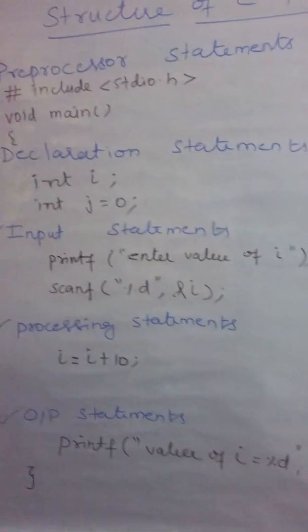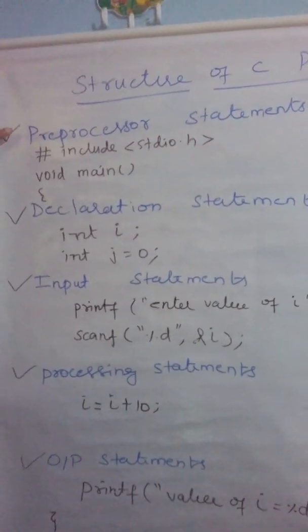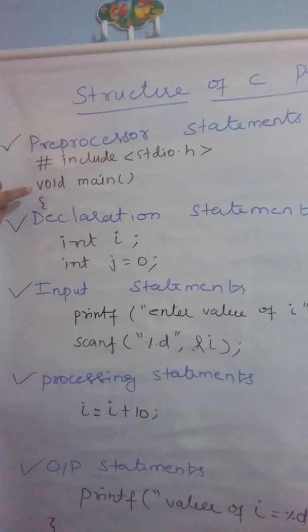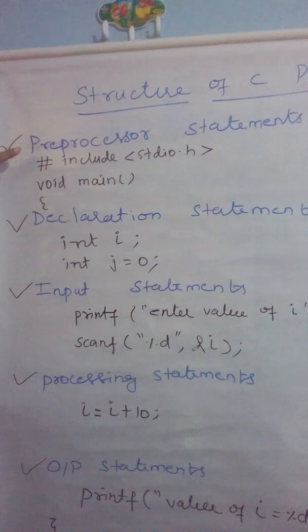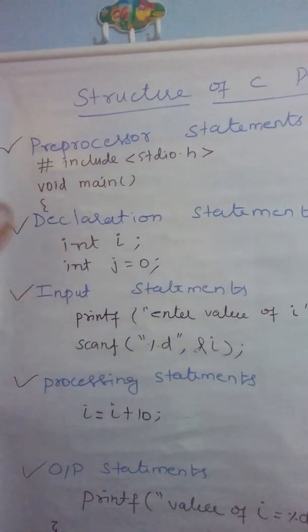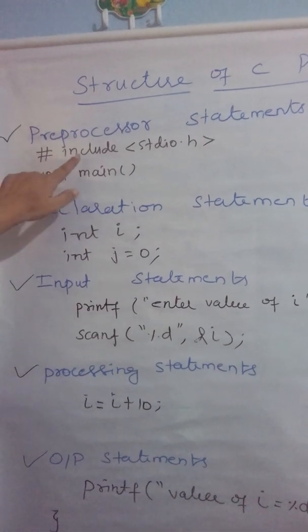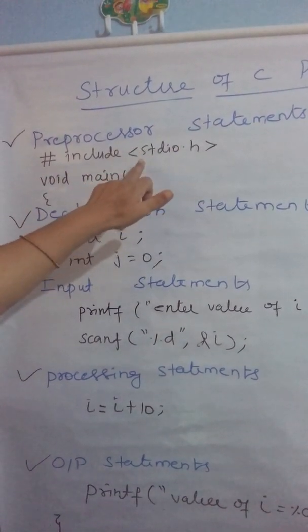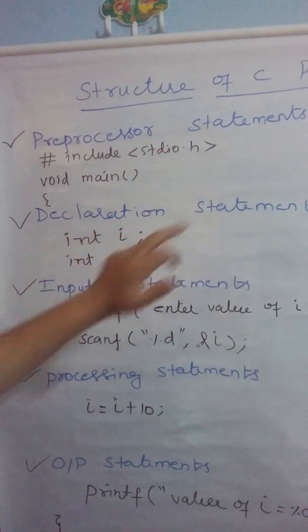First we need to include all your preprocessor statements. In this preprocessor statement, one example I have written is #include <stdio.h>. This #include statement is going to include a header file called standard input output .h.